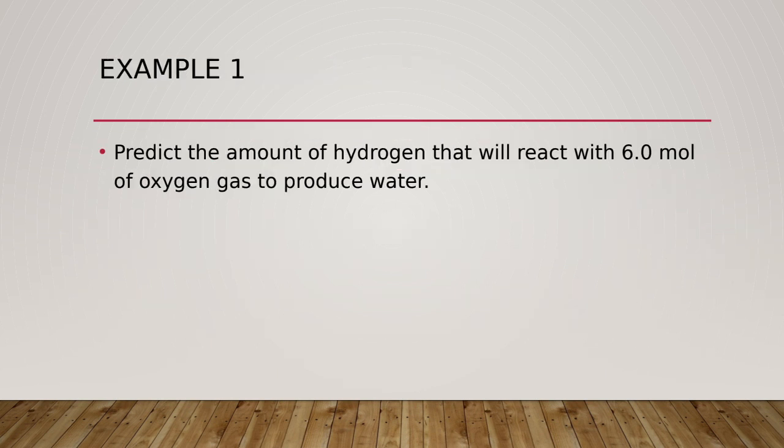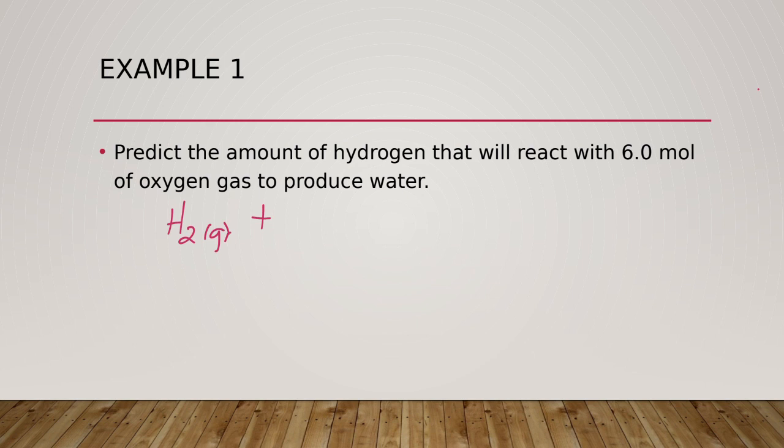So let's go through an example of a mole ratio. This is an easy one because we're using whole numbers and we're using a reaction that is relatively easy for us to set up. It says, predict the amount of hydrogen that will react with 6 moles of oxygen gas to produce water. So the very first thing you must do is set up your balanced equation. We now understand that these coefficients are very important, and they're going to allow us to predict amounts of each of our reactants and products.